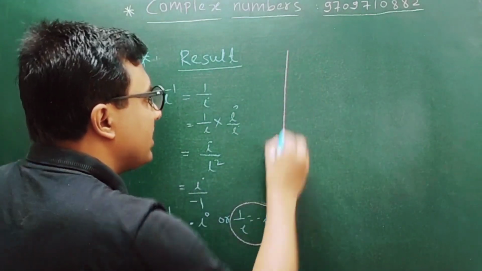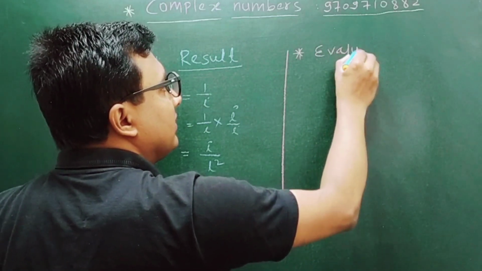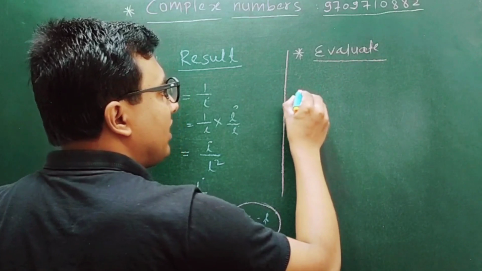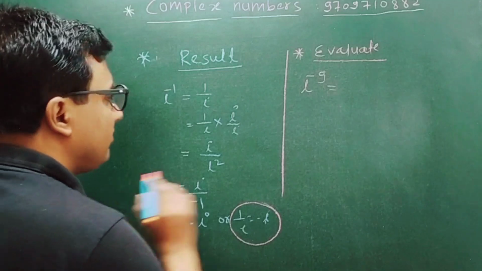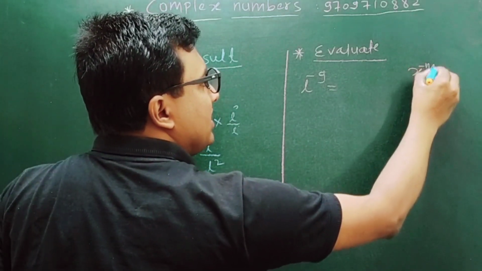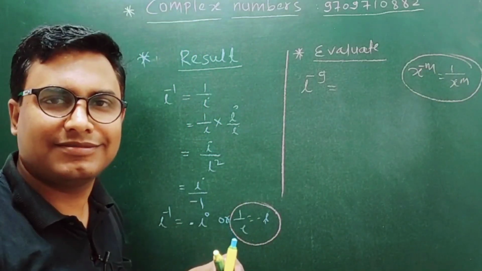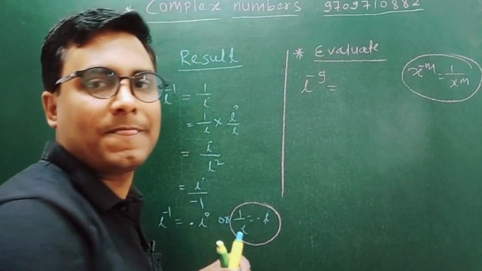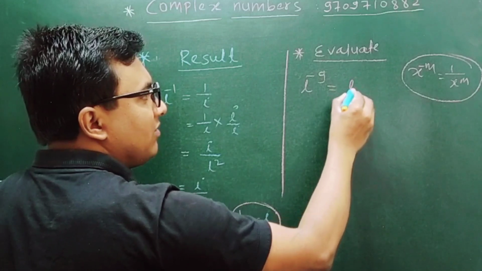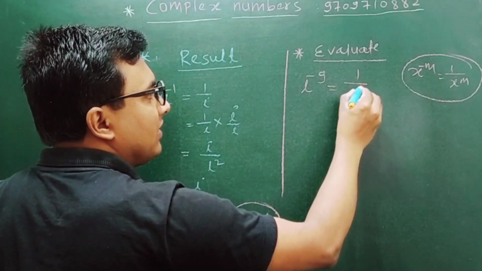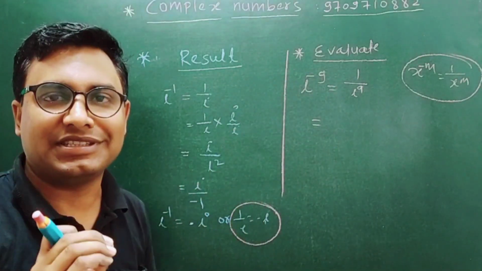See the example here. Evaluate iota to the power minus 9. You know a result like x to the power minus m is written as 1 by x to the power m. You know this fact, right? This is a very important result. So iota to the power minus 9 is written as 1 by iota to the power 9. Clear?